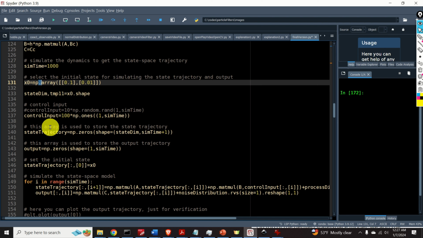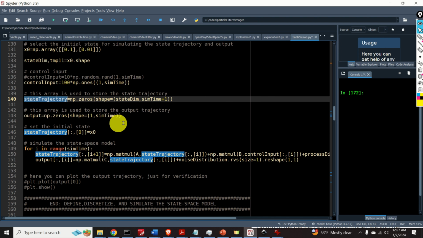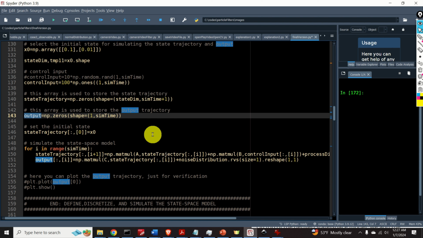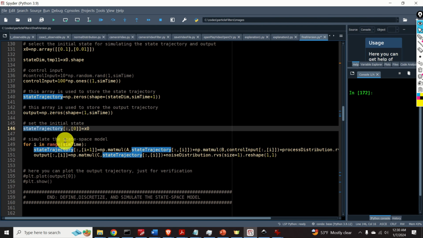I will obtain both the output and the state space trajectory. Next, we define this array that will be used to store the state space trajectory. This array will be used to store the output trajectory, and we set the first column of our state trajectory array to be equal to x0. That is, all the simulated states will be stored column-wise in this array called state trajectory. This for loop is used to simulate the discrete time state space model. I will zoom out my Python script so you can clearly see this for loop.